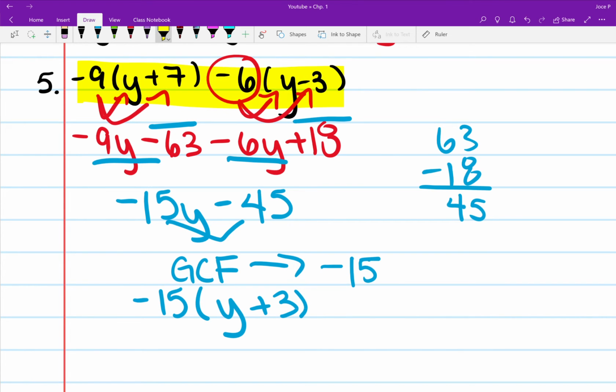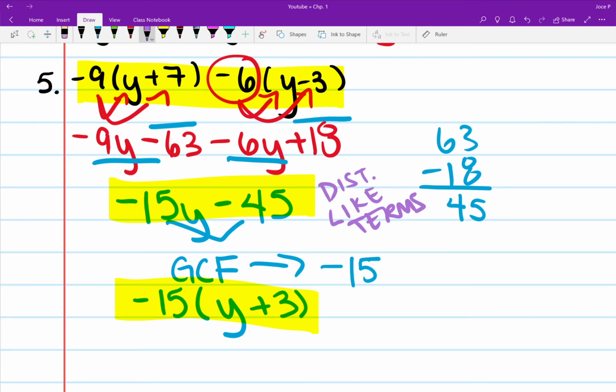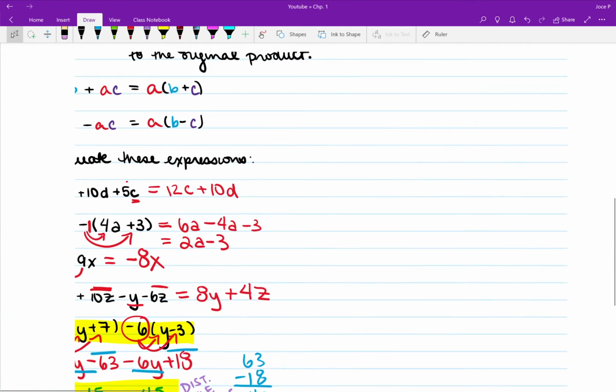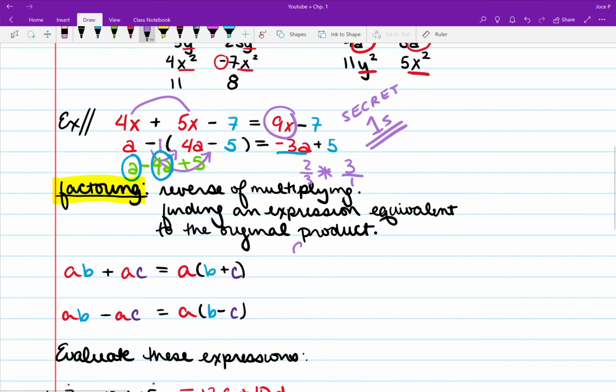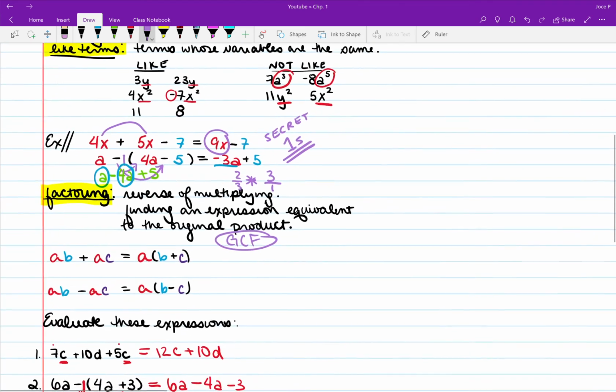This whole part is equivalent to this whole part, which is equivalent to this whole part. To get here, we had to use the distributive property, and we also had to combine like terms. Then to get here, we just factored again by using what we learned a few lessons ago, the GCF. Hope this makes a little bit more sense to you guys.